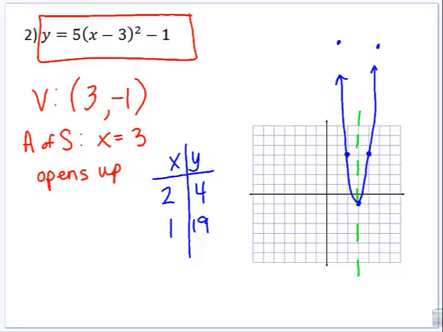All right, so now we have to do some problems where what happens if we're not already in vertex form. Because it's not always going to be given to us in that form.